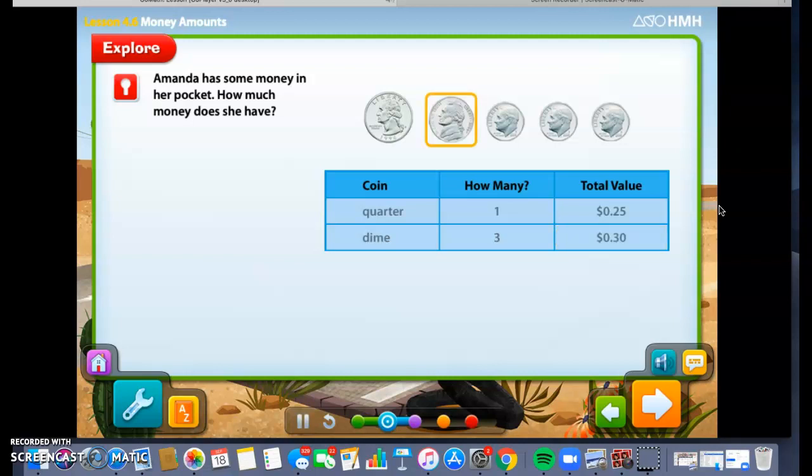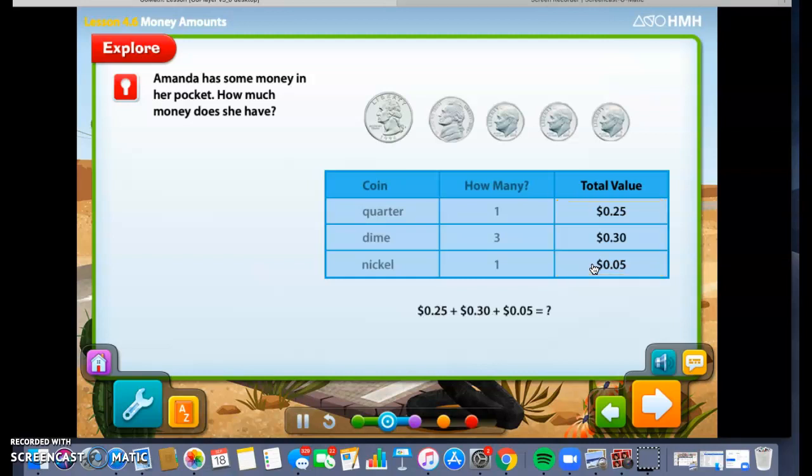Amanda also has 1 nickel. What is 1 nickel worth? Now we can use the nickel because there's just 1 nickel left, which is worth 5 cents. 1 nickel is worth 5 cents. Let's add to find the total value of the coins. So, how much money in coins does Amanda have?